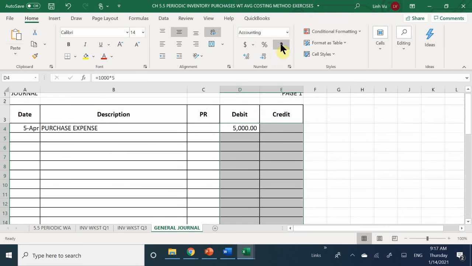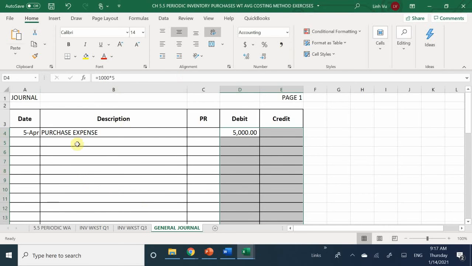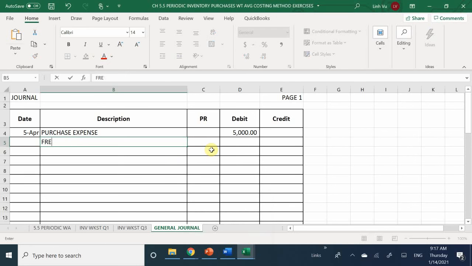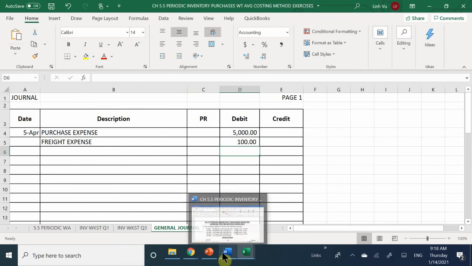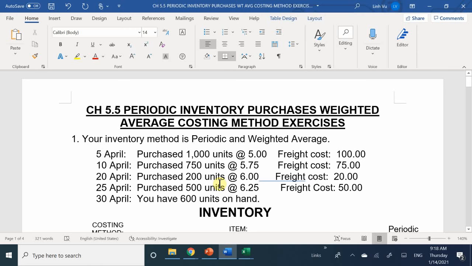But again, you're also going to notice that there's a lot of things that you can do. As long as you can lay down the foundation in your worksheet or in your journal, you can always come back to your journal, plug in all the numbers, and then come back and fill in your debits and credits that way. Right? There's lots of ways on how you can fill in a journal. So okay, and then what comes after the purchase expense? Freight expense. 100. Okay, for 100.